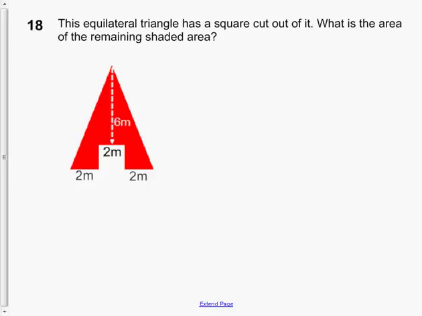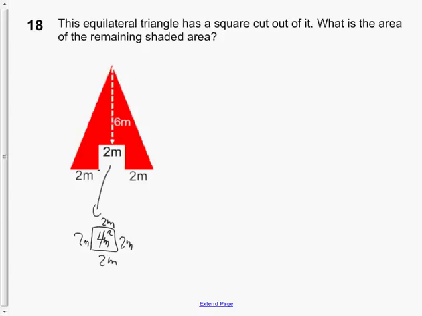Question 18, a little bit trickier for some people. It says this equilateral triangle has a square cut out of it right here. So we know this to be a square, and we know that its edge length is 2. So if I was to redraw this square down here, it would be 2 meters by 2 meters by 2 meters by 2 meters if I wanted to. But the area of that white square is length times width, or base times height, or side times side. The area of that cut out part is 4 square meters.